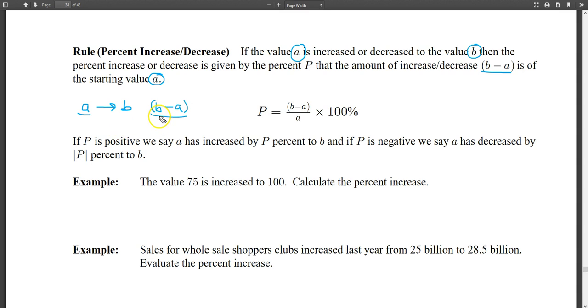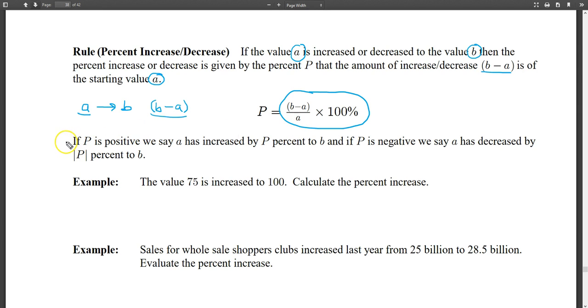So in other words, we're asking what percent is B minus A? What percent is that of the starting value A? So from our definitions that we had earlier, it's going to be this. So that's going to be your percent increase or decrease. You just look at B minus A divided by A.